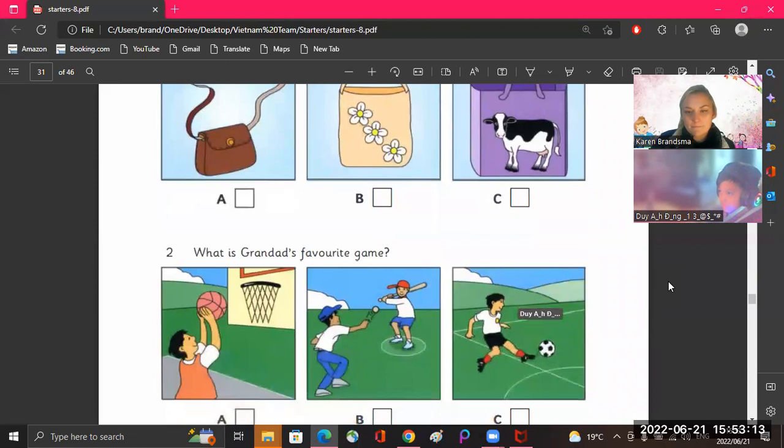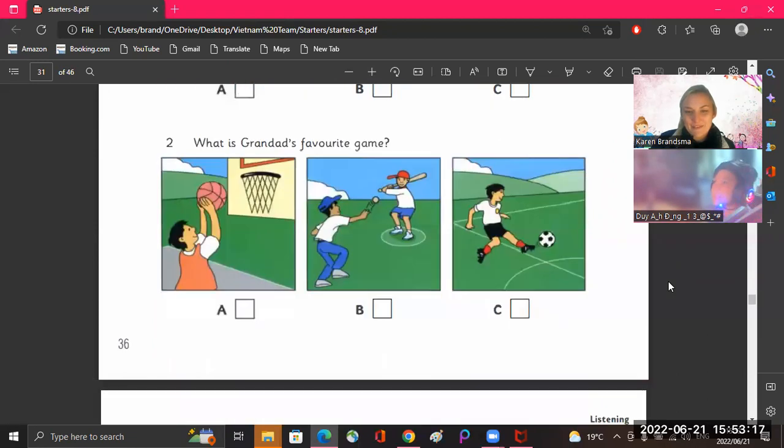2. What is Granddad's favorite game? Do you like football, Granddad? It's okay, but I love basketball. And baseball? Do you like that? No, I don't. 3. My favorite is baseball.